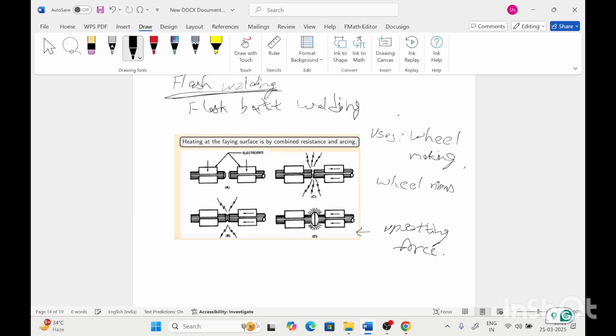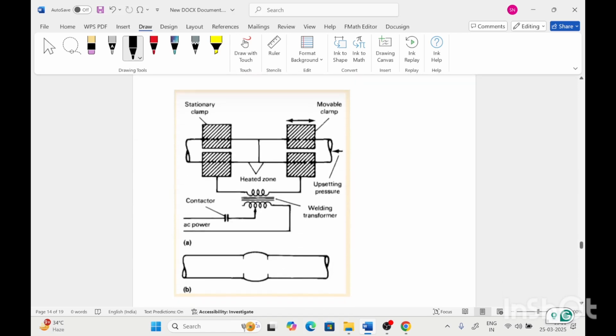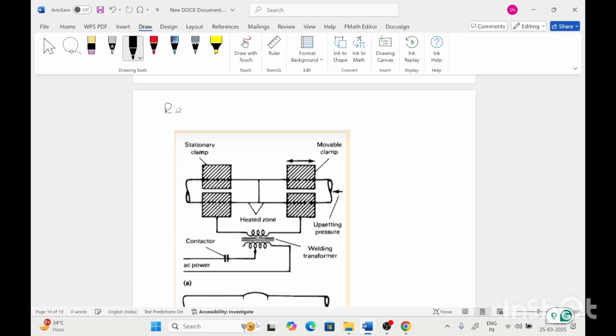Sometimes resistance upset welding and flash welding are confused because of the term upsetting force. The main difference between resistance upset welding and flash welding is that in flash welding we strike an arc between two rods, but in resistance upset welding we do not use an arc. So this is the resistance upset welding setup.